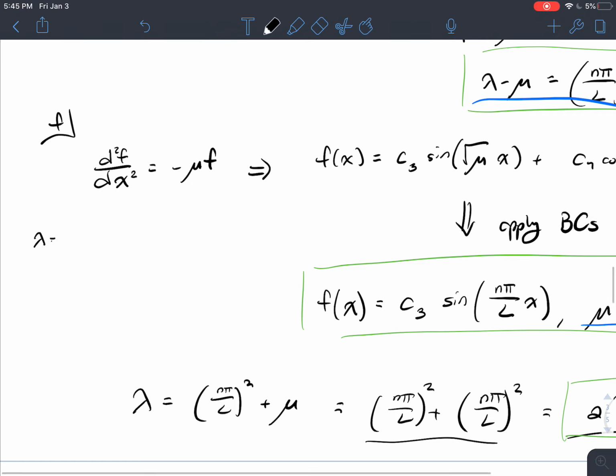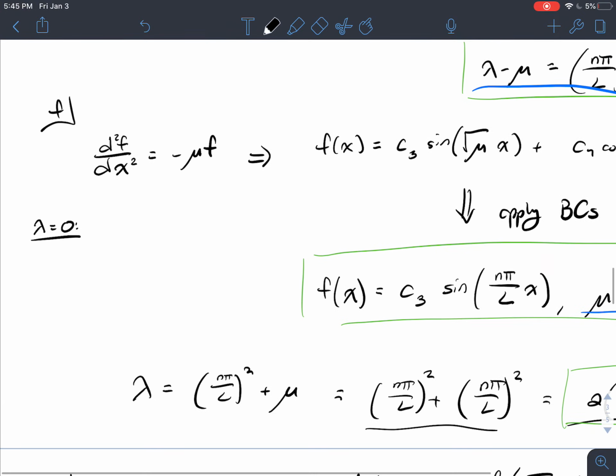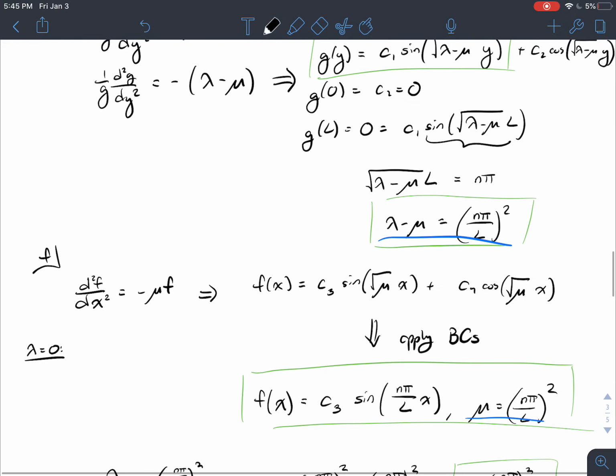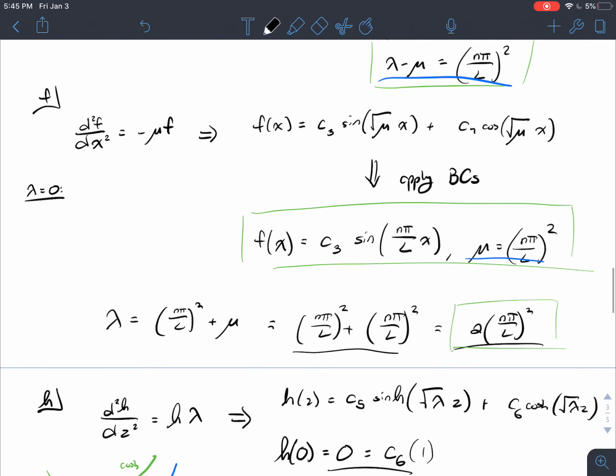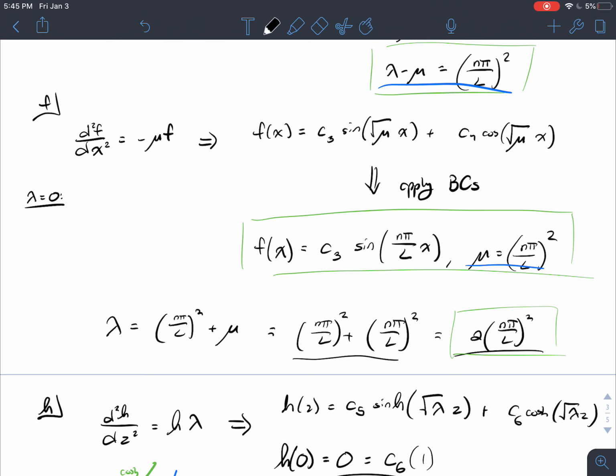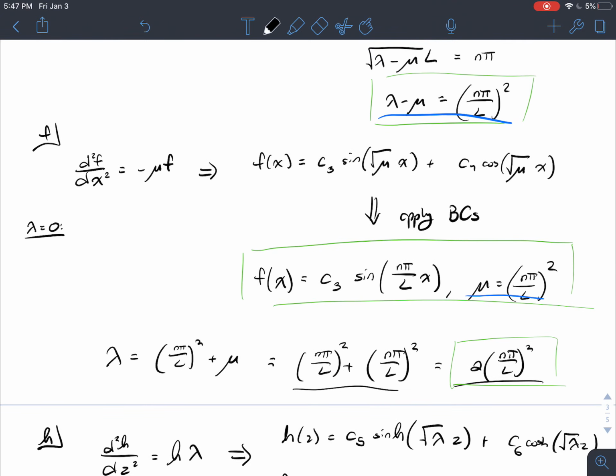So let's do that lambda equals 0 case right here. We made the implicit assumption, let's write it up here: assume lambda greater than 0. However, when we have lambda equal to 0, let's just test it out for f. We find that f of x is just going to be equal to c10 times x plus c11, a different constant.